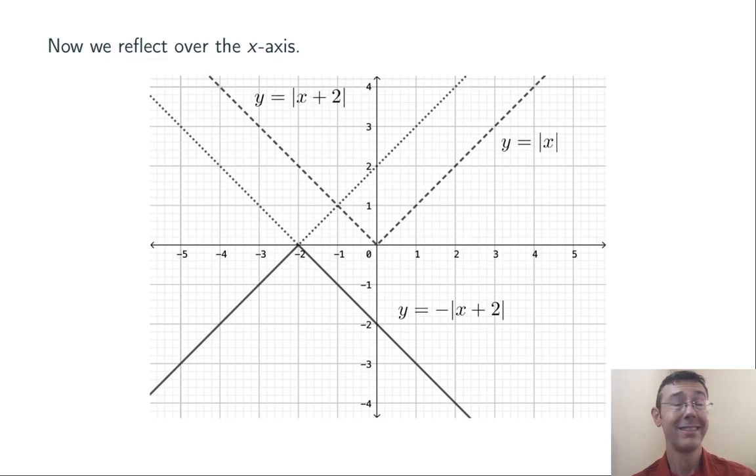Next, we put that negative sign in front to reflect over the x-axis. The graph y equals negative the absolute value of x plus 2 is shown here on the lower left. It comes up getting bigger until we get to x equals negative 2, and then the graph seems to reflect off the x-axis, getting smaller again as we move away to the right from x equals negative 2.